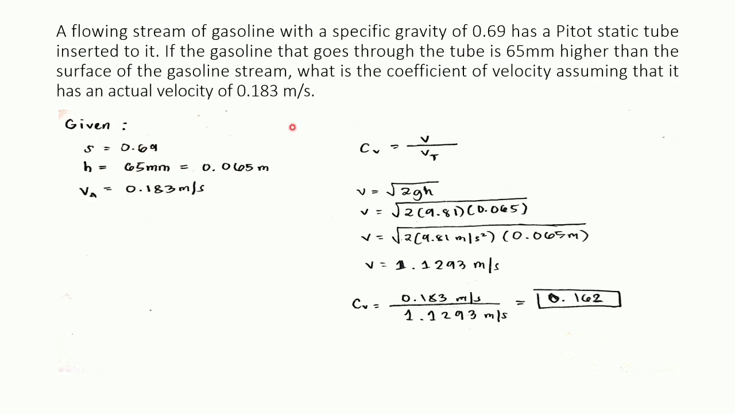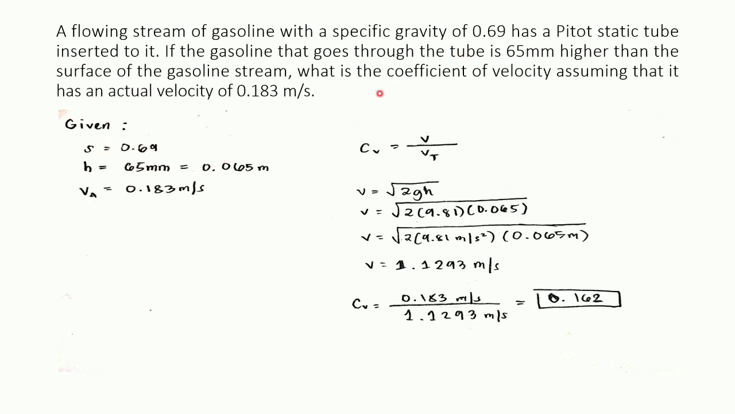Today's video, we will learn how to solve a problem in fluid mechanics, particularly in fluid flow measurement. So we have here this problem: a flowing stream of gasoline with a specific gravity of 0.69 has a pitot-static tube inserted into it. If the gasoline that goes through the tube is 65 mm higher than the surface of the gasoline stream, what is the coefficient of velocity, assuming that it has an actual velocity of 0.183 meter per second?